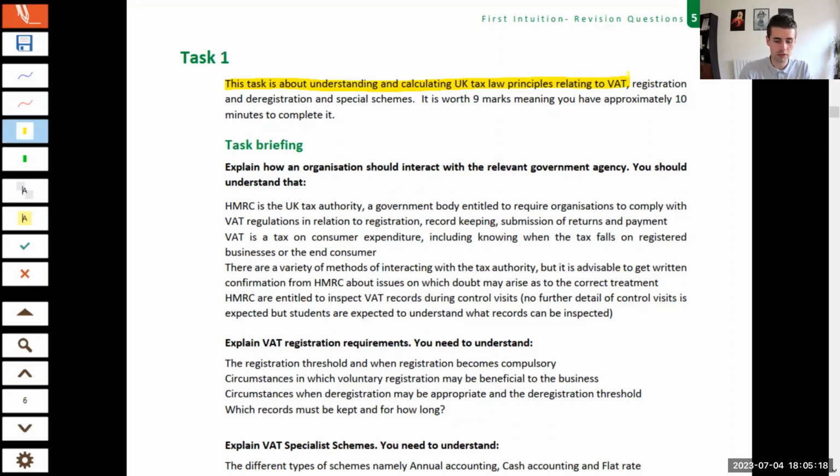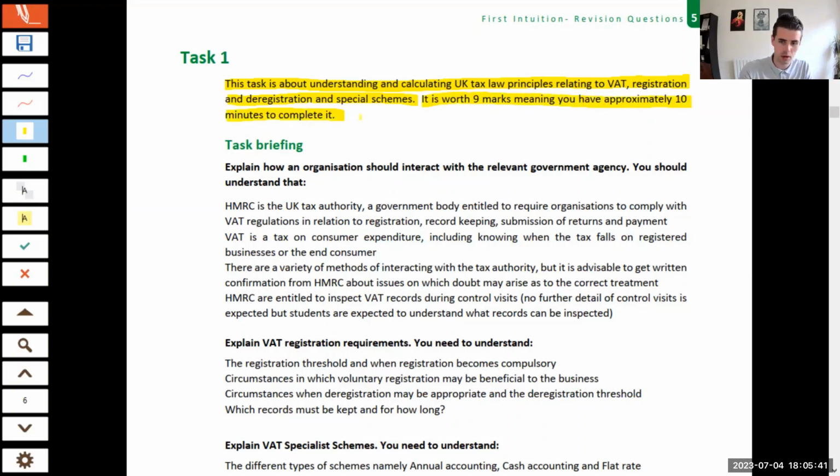Use the reference material. So again, there'll be certain things, as we're going through, where I will pick and choose what is located where, but I'd also encourage you to have a look through it yourself and familiarize yourself, okay? So for example, things like registration thresholds, deregistration amounts, different types of schemes, all of these are listed in that reference material. Now, this task is actually only worth 9 marks.